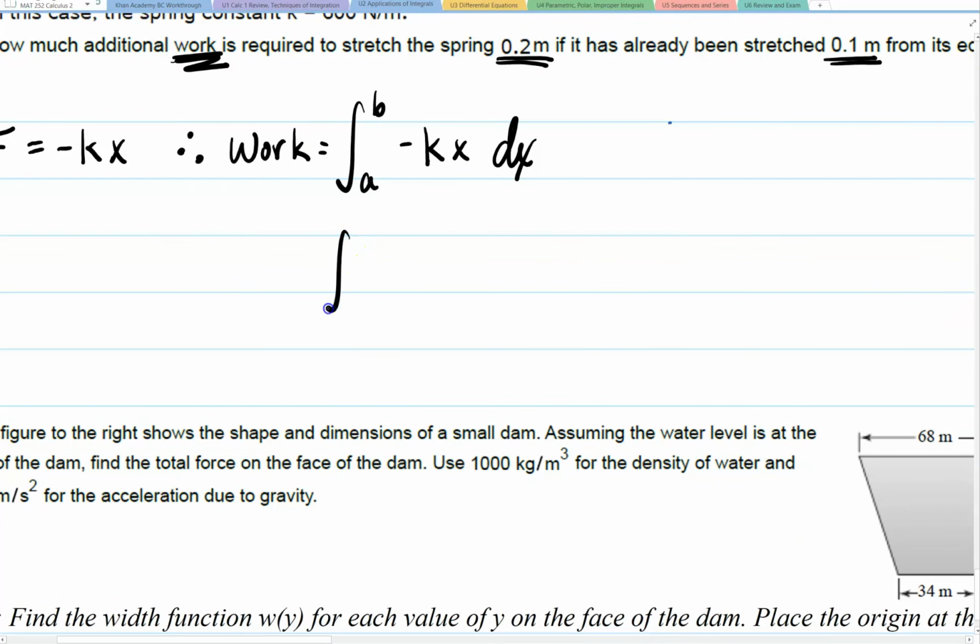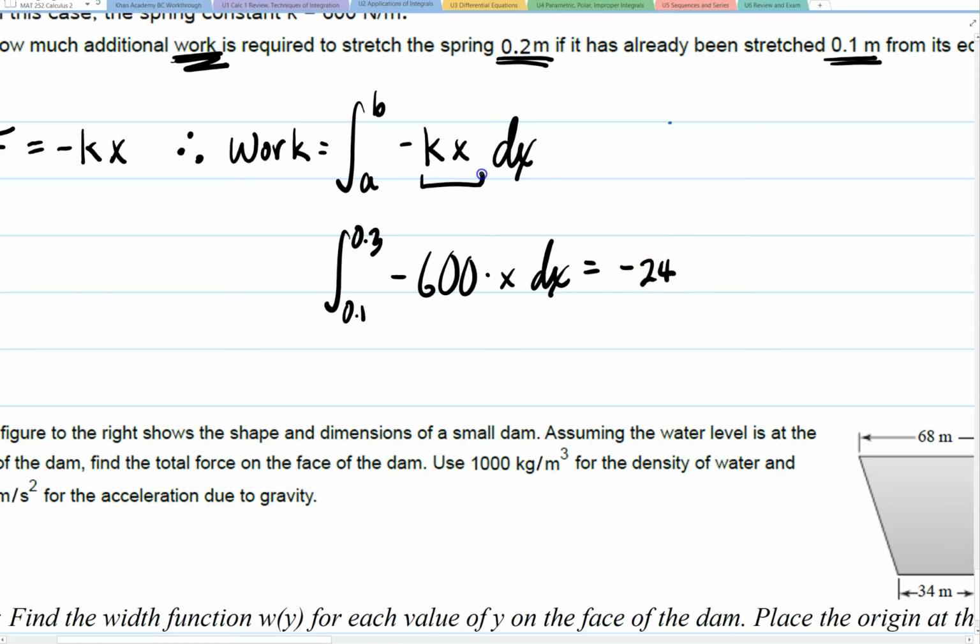Well, as far as the setup goes, we'll say something like this. The work is equal to our starting position, 0.1, and we're going an additional 0.2 meters away, so 0.3 is the result that we'll use here. And we'll integrate from 0.1 to 0.3 of negative 600 times x with respect to x. Now I'm using my calculator off screen, and that computes out to be negative 24.